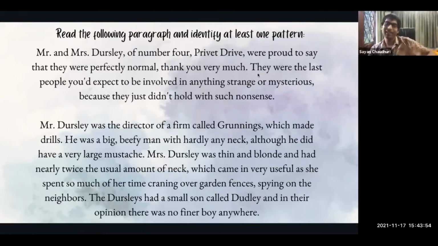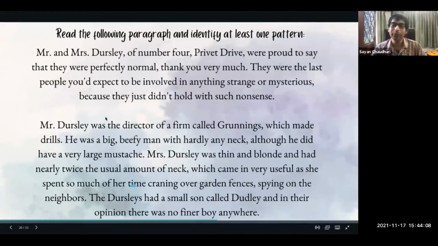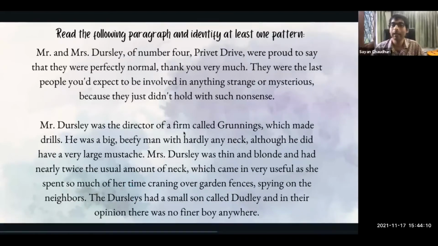So can we do this? Take a minute and tell me what are some of the patterns. I'll tell you one to begin with, which is simply Mr. and Mrs. Dursley, Mr. Dursley, Mrs. Dursley, and the Dursleys. So you find that just in a paragraph, in fact two paragraphs, one short and one slightly longer paragraph in the book. You find that Mr. Mrs. Dursley and the Dursleys, the idea of them as a unit, as a married couple, has been established a few times. So that's one pattern.